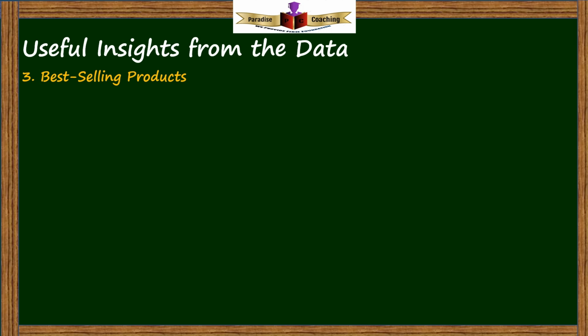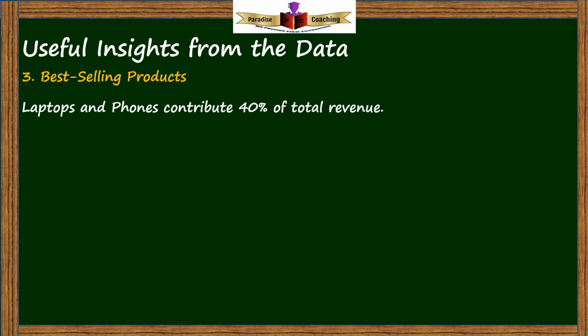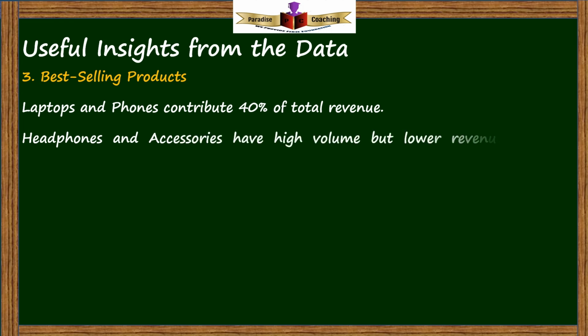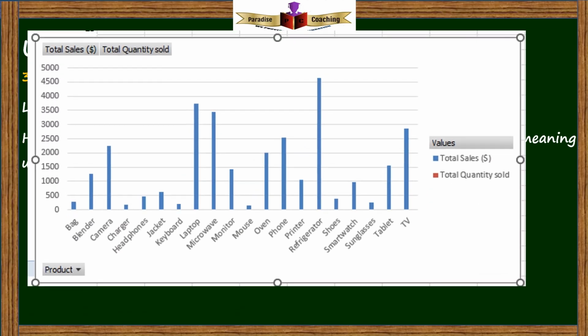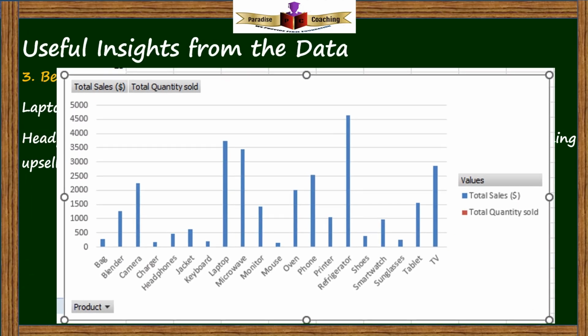Best-selling products. Laptops and phones contribute 40% of total revenue. Headphones and accessories have high volume but lower revenue, meaning upselling higher-priced items could boost sales. A bar chart showing product-wise sales and quantity.